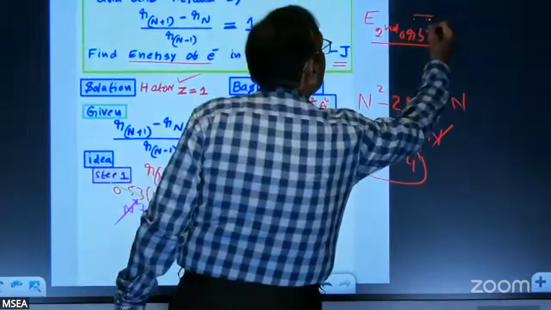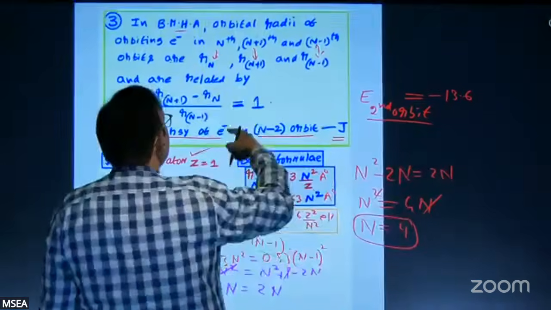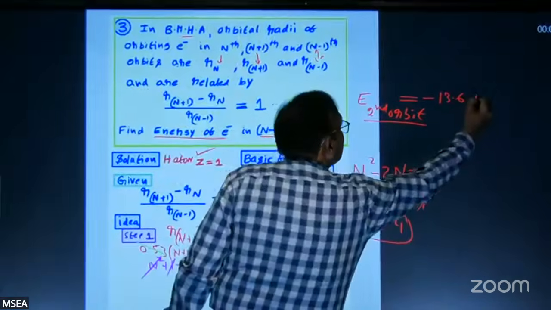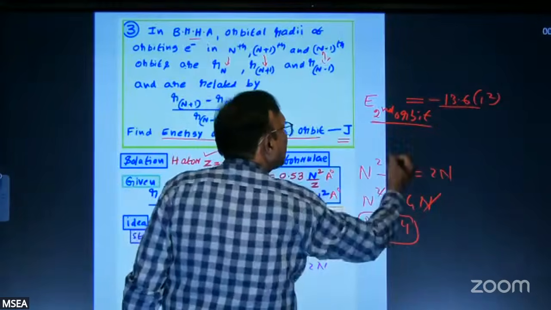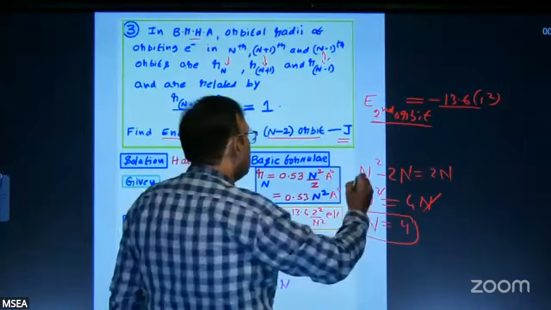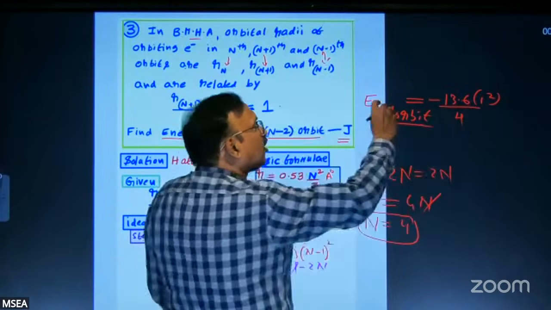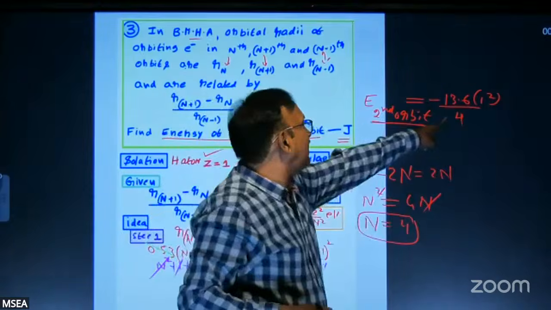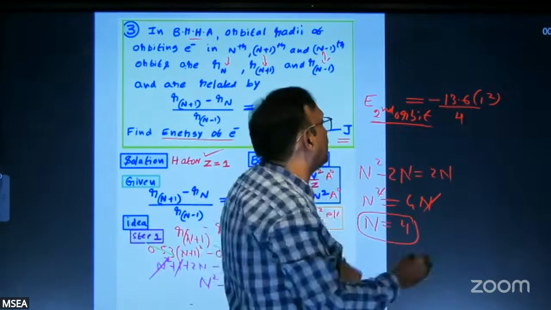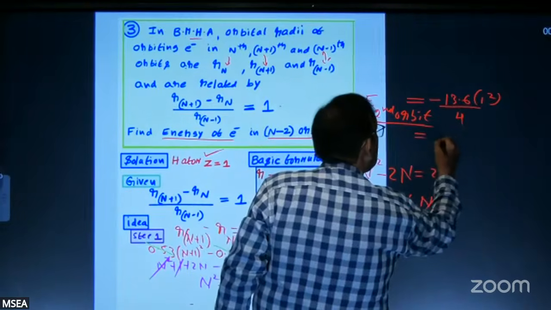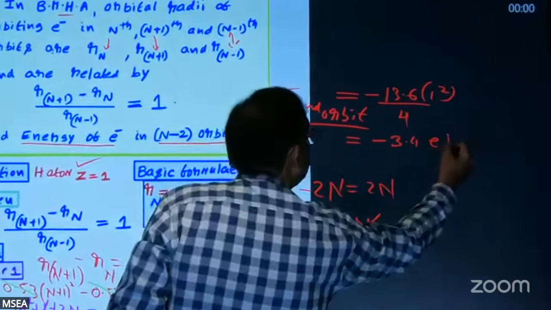So this comes out to be minus 13.6 into Z square, already hydrogen atom, so that is 1 square, divided by, we are talking about the second orbit, so it is n square, which comes to be 4. When it is in the second orbit, that orbit number square comes here: minus 13.6 into Z square by 2 square, 4. If you just simplify there, you end up with the answer of minus 3.4 eV.